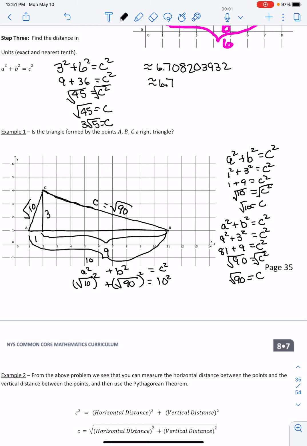Okay? Well, remember what I said. If it's a square root and it's squared, it's just that number. So now we've got 10 plus 90, and 10 squared is 100. Well, 10 plus 90 is 100. Does that equal 100? Well, yes, it does. Therefore, this triangle is a right triangle.